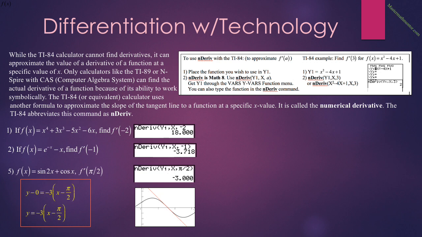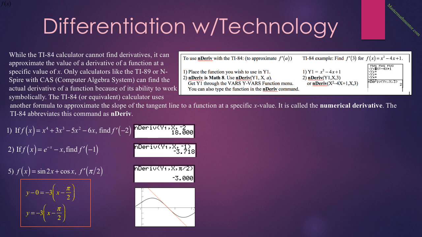Number 5 states that f of x equals sine of 2x plus cosine of x, and we want to find f prime of pi over 2. Again, the formula would be too difficult to use because of the algebra, but looking at nderiv of y1, comma x, comma pi over 2, we get that the slope of the tangent line is negative 3.